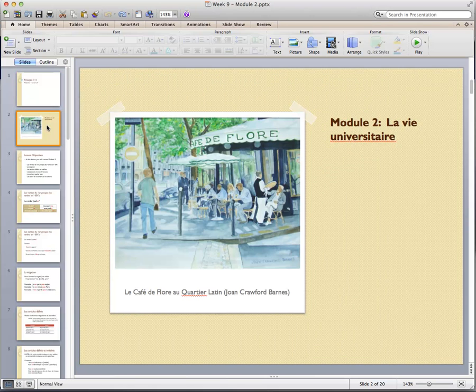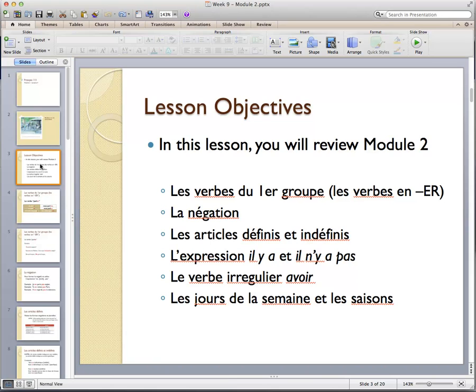This week we'll be finishing up Module 2, and so most of the lecture today will be a review of things that we've already learned. Today what we're going to do is review les verbes du premier groupe. These are the first group verbs, or the verbs that end in ER. We're also going to talk about how to form the negative, definite and indefinite articles, the expression il y a and il n'y a pas, the irregular verb avoir, and lastly, the days of the week and the seasons.